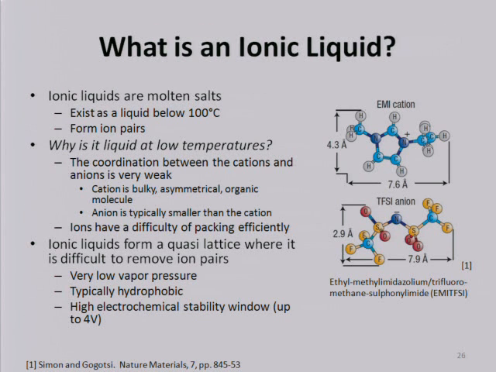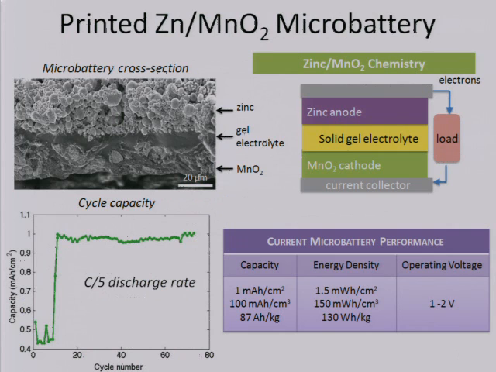There's some more details here which we needn't worry about. But they have very low vapor pressure. Typically, they're hydrophobic, so they don't pick up water, which is a nice thing to avoid if you have an electrolyte in a battery. And very important here, they have a high electrochemical stability. So over a range of about 4 volts, they will not decompose. So those characteristics make these ionic liquids very suitable for the kinds of batteries that we have in mind.